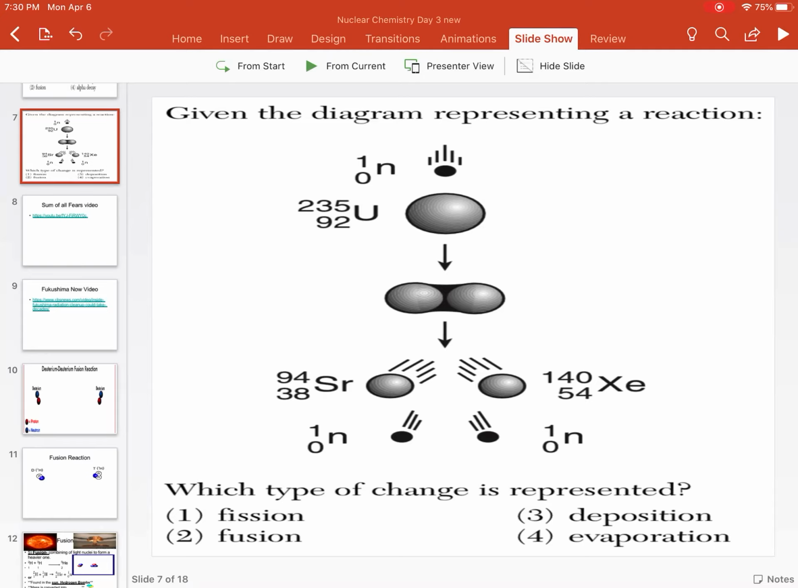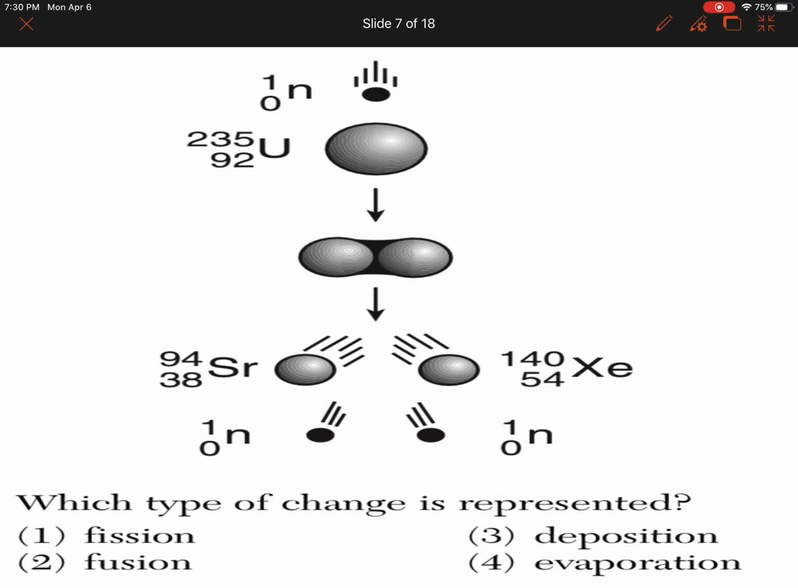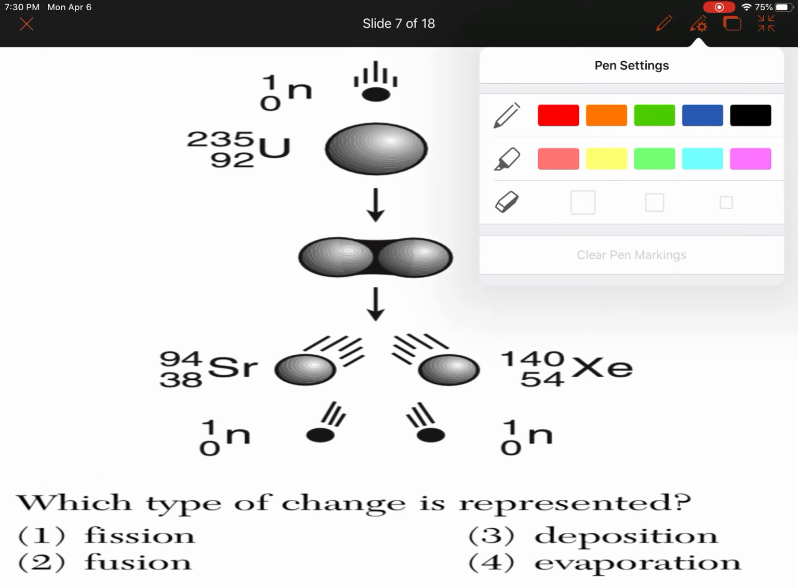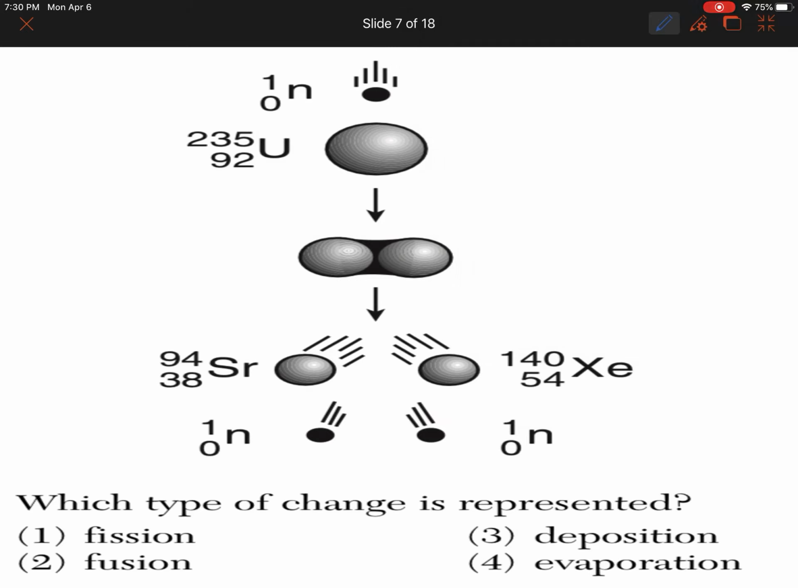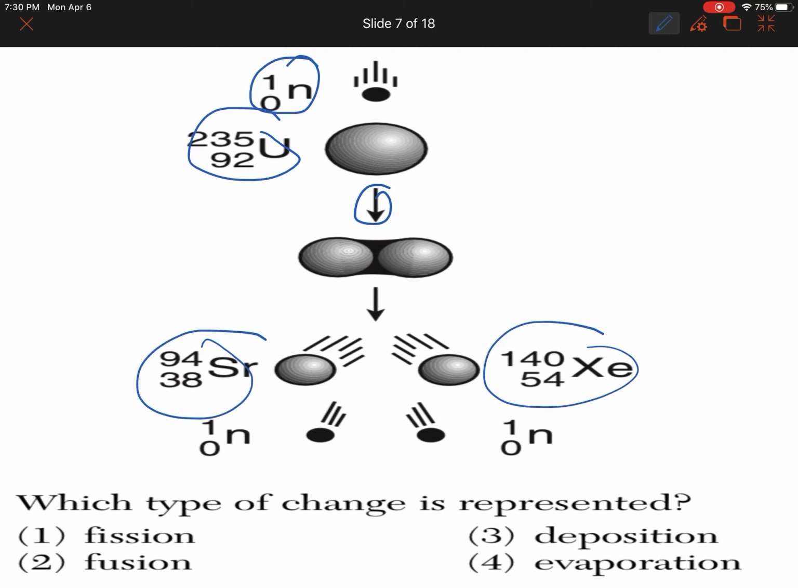All right, so here's another question. Hit pause and do it yourself. I'll give you 30 seconds. Okay. One count. We have 1, 2 on the left of the arrow. Here's your arrow. 1, 2, 3 afterwards on the right. Again, that is a fission reaction.